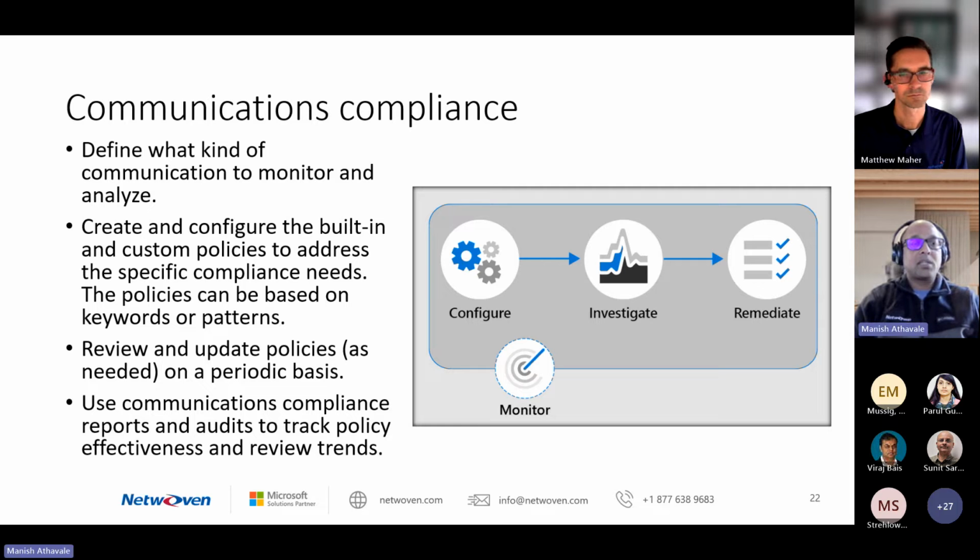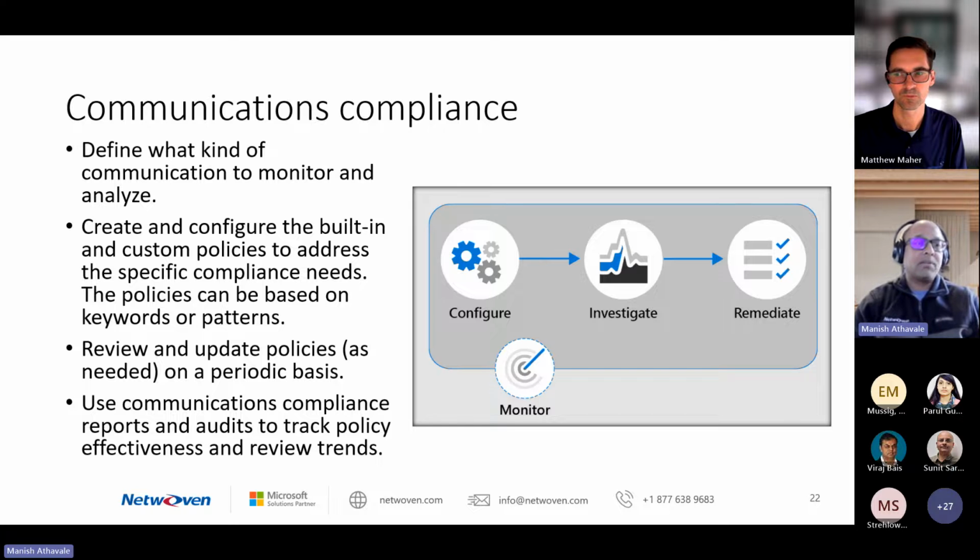The last one is communications compliance. As I mentioned, here's where you would configure the communications compliance manager. You will ensure that what harmful words are being used, what can be perceived as a threat in your organization, how do you track it, how do you investigate, and how do you remediate, right? So there are different workflows that you can create.